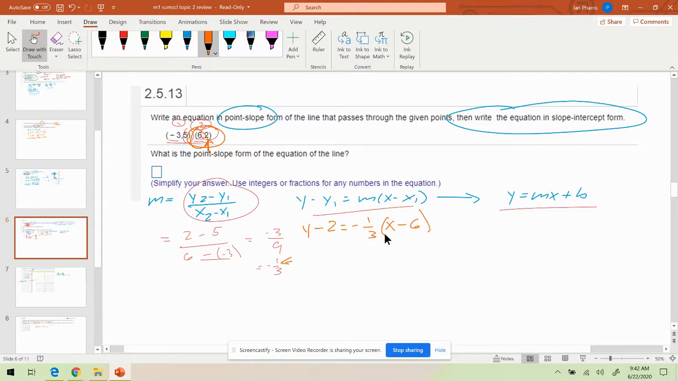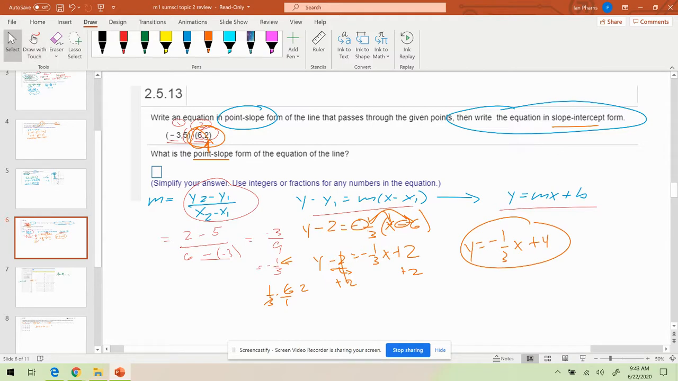And now we have to actually distribute and transform this. So y minus 2 equals negative 1/3 x, that times that. And then 1/3 times 6 is going to be 2. But it's negative times a negative, so it's going to be positive 2. And then let's see, we got to transform again, bring this constant over to the right side by adding 2 to both sides. So it's going to be y, these cancel, equals negative 1/3 x plus 4. That's your point slope and then slope intercept.